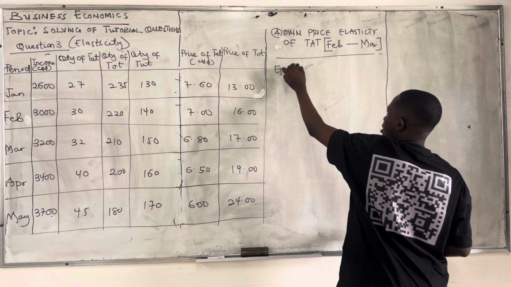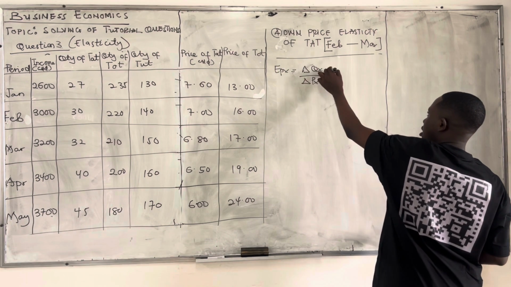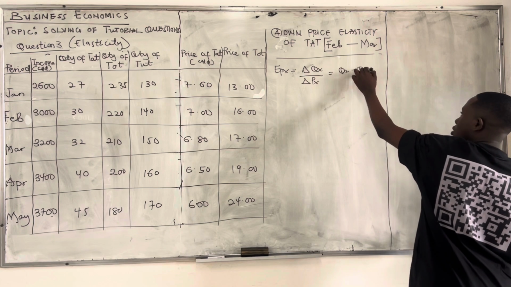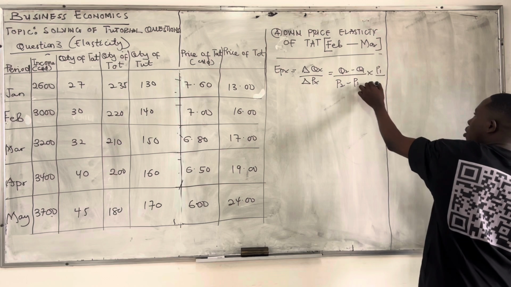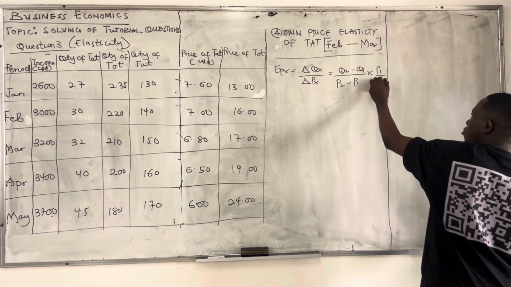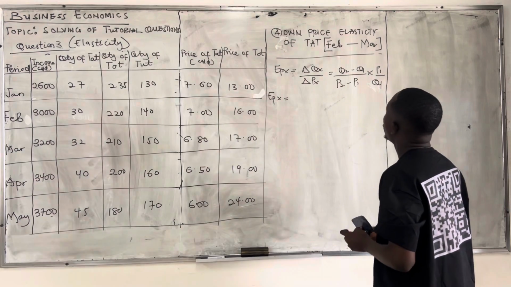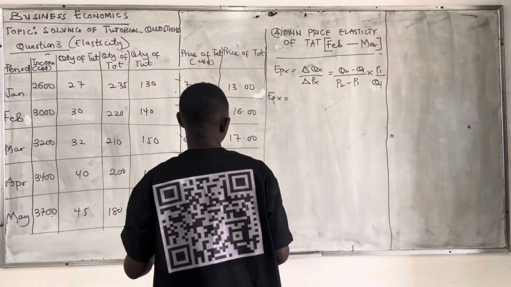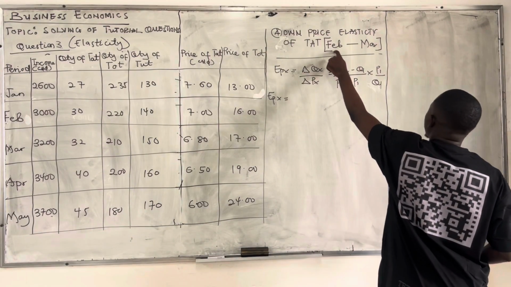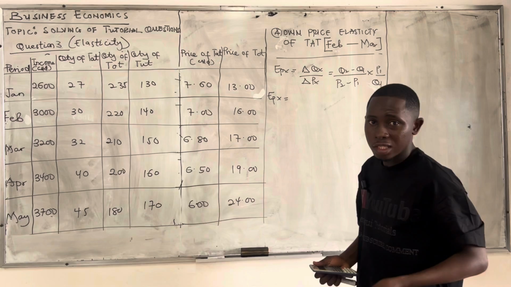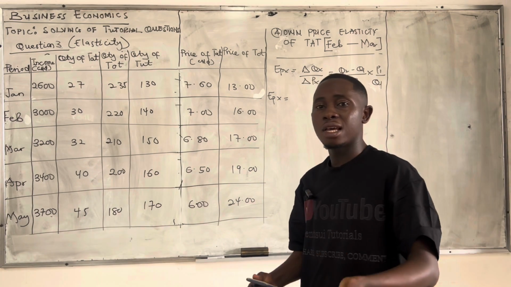This is EPX, which is change in QX over change in PX. This is Q2 minus Q1 over P2 minus P1 times P1 over Q1. So I have this here. February and March. Now take note: the first month is always the initial one, and the second month is the current one. If it's in years too, the first year is the initial year, and the second year is the current one.